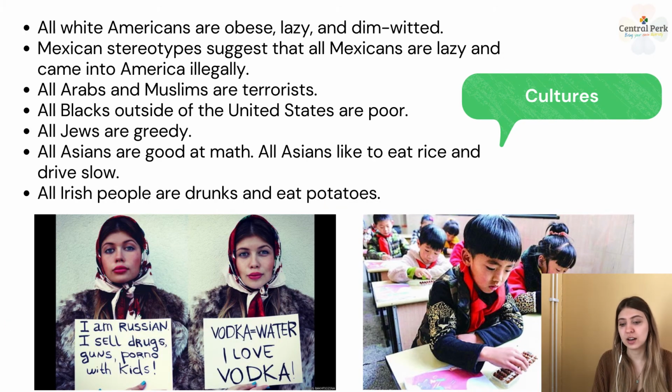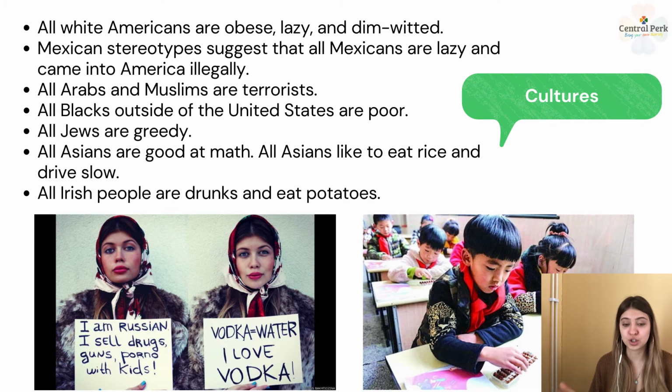The next one is cultures. I already mentioned Chinese people, already mentioned Russian people, but let's take a look at other examples. For example, all white Americans are obese, lazy and dim-witted. Mexican stereotypes suggest that all Mexicans are lazy and came into America illegally. All Arabs and Muslims are terrorists. All blacks outside of the United States are poor. All Jews are greedy. All Asians are good at math. All Asians like to eat rice and drive slow. All Irish people are drunks and eat potatoes.